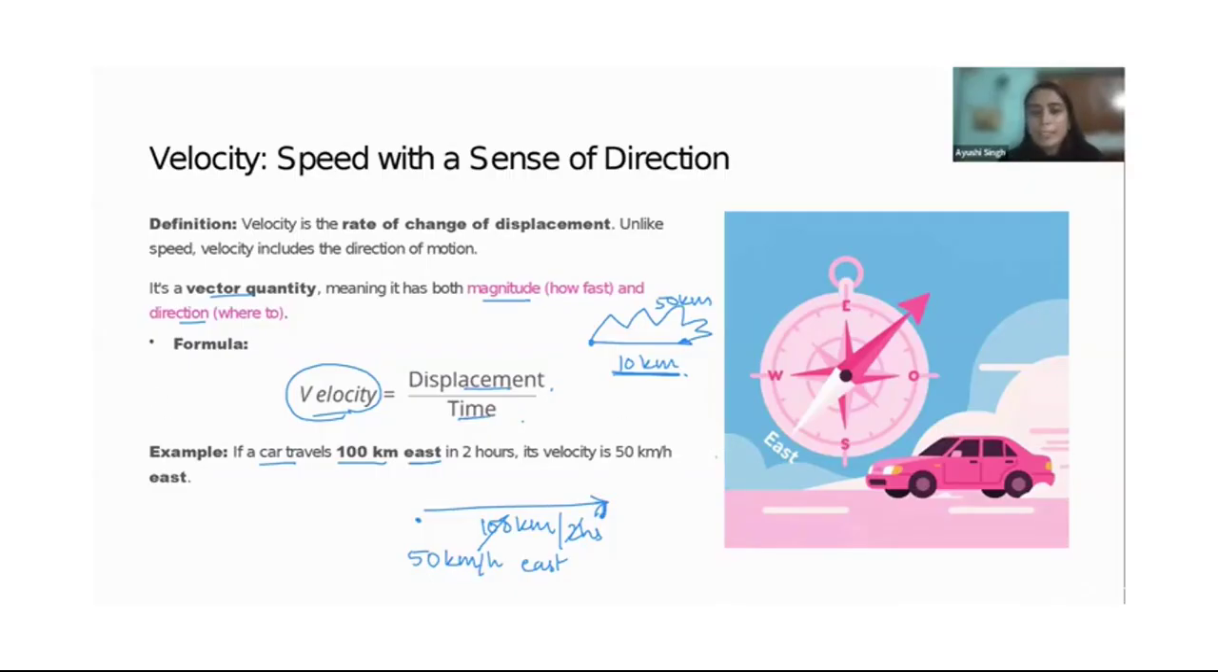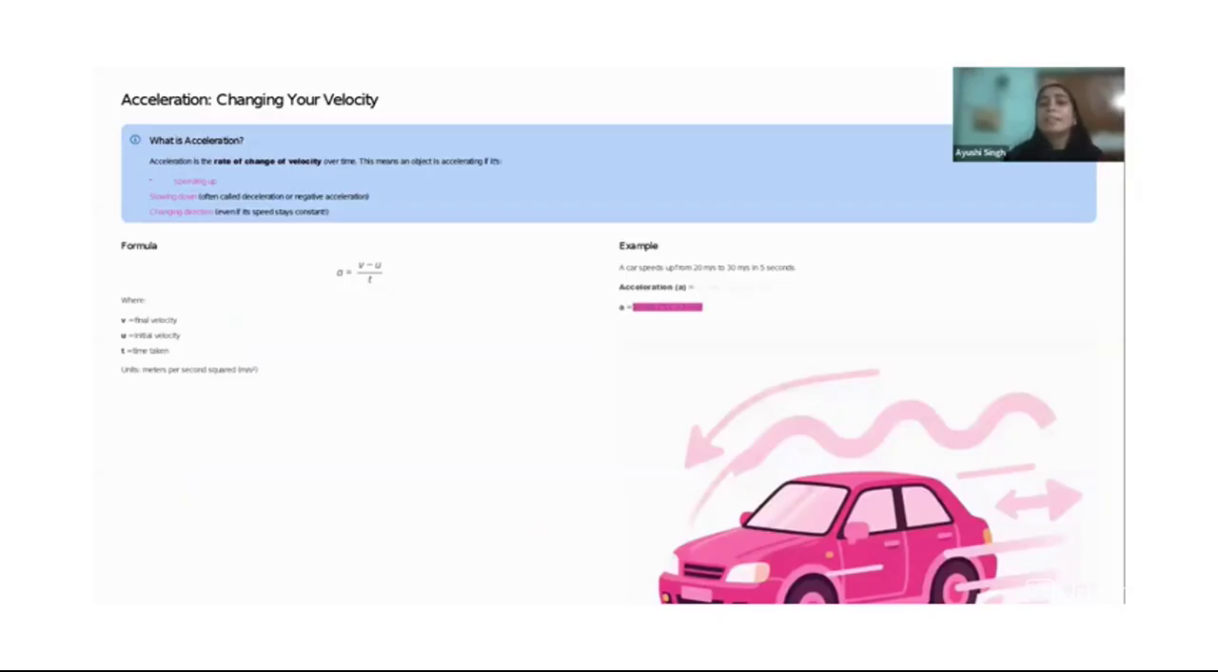Now coming to acceleration. Acceleration is basically the rate of change of velocity. That means something is going in this direction again, A and B. It's going from A to B in this direction. It started with some velocity, maybe very slowly or gradually, and then started moving with a speed of U.